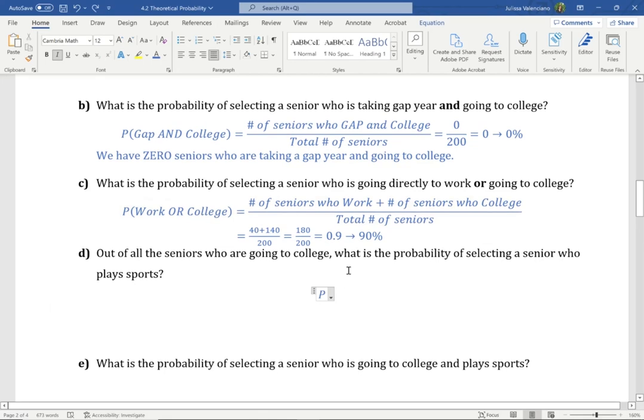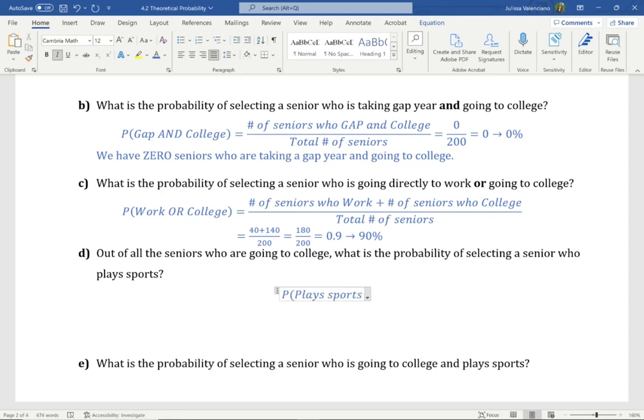Let's go ahead and write this using probability notation. You might be wondering, how are you going to write that? Let me write, what is the probability of selecting a senior who plays sports? And then I'm going to write this symbol here. This is a vertical line, which represents that given something already happened. The given part here is that we know that the senior is going to college. So here I'm going to write college. Now, in a future lesson, we're going to talk about conditional probabilities.